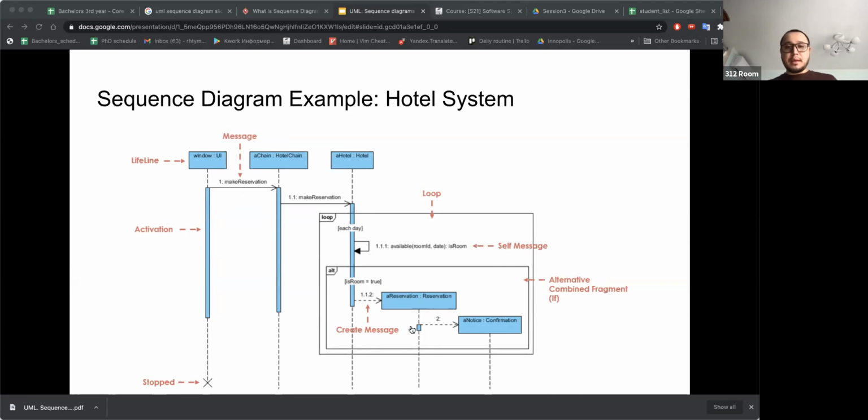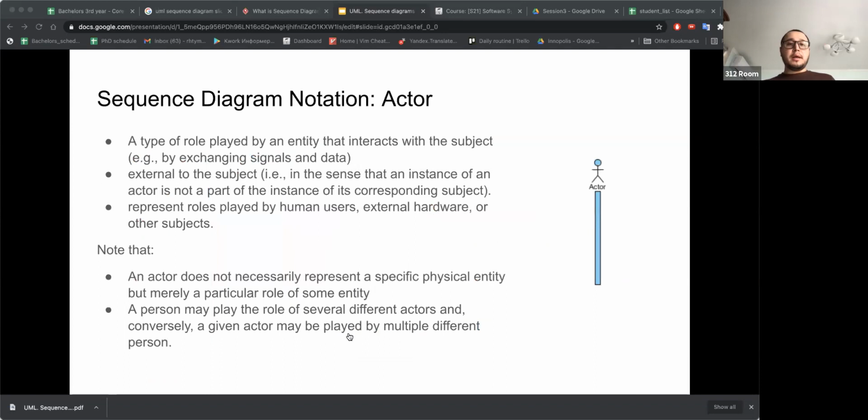Okay, so let's continue with our sequence diagram. We see that here we have a lot of different notations. Let's introduce each of them and see how they work. So first of all, actor.